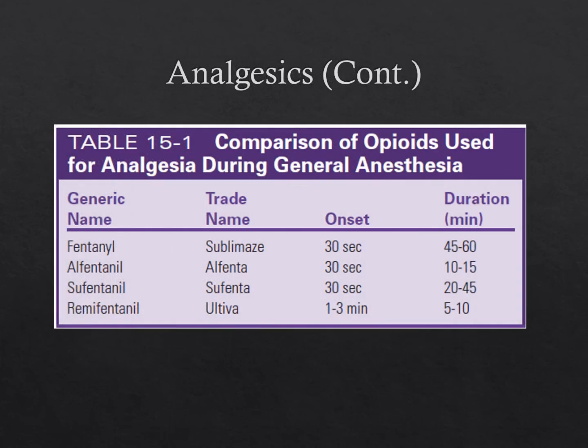There is a table in your book 15.1 that's shown here. It's just a comparison of different opioids used for surgery, and it shows you generic and trade names, how long it takes for them to take effect, the onset, and then the duration, how long they'll last. So you can compare different ones, and they may tailor this to how long the procedure is. If they're having a longer procedure, they may decide to give fentanyl because it will last longer.